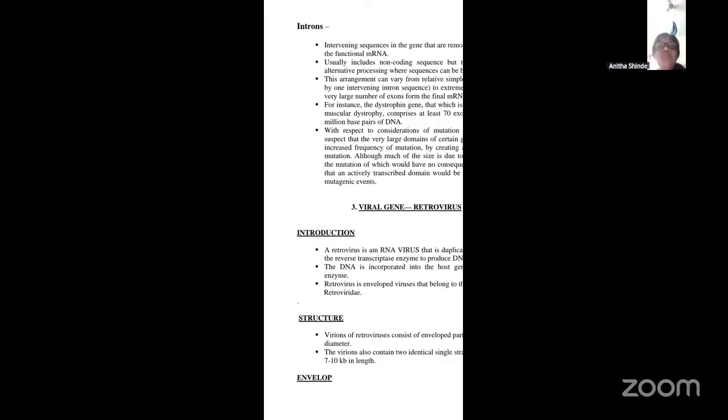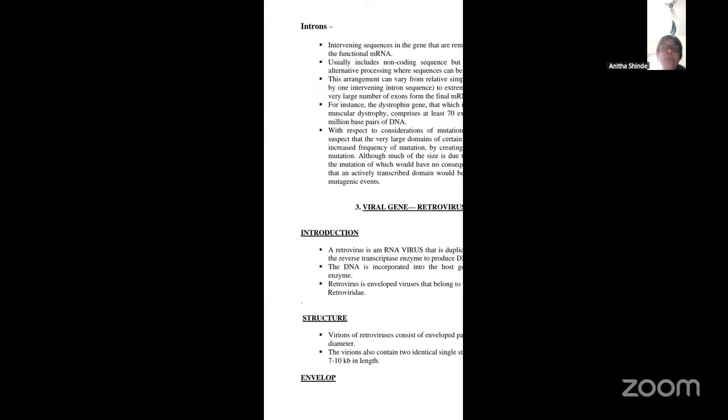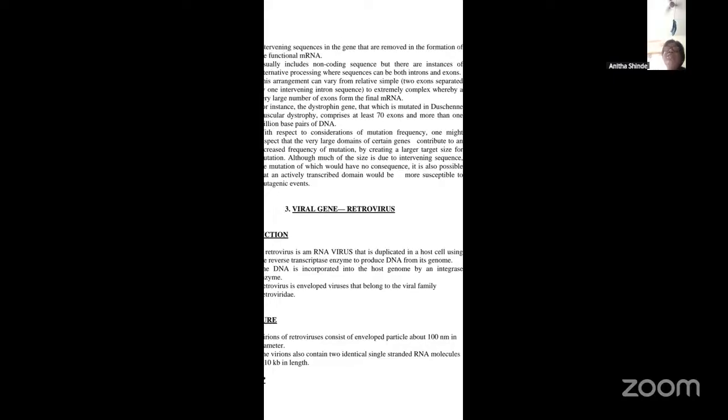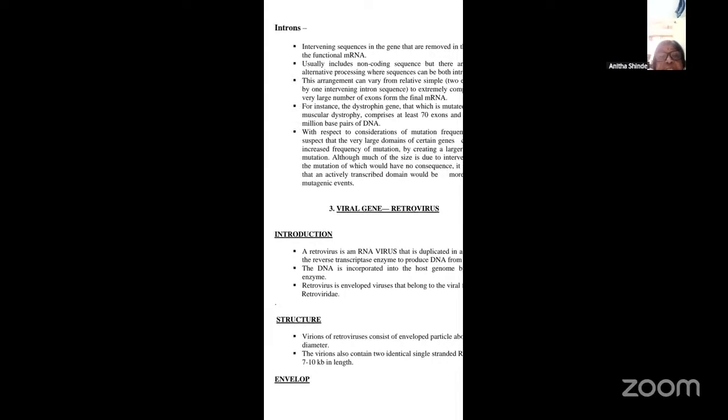Now here they have given the structure of the retrovirus. It consists of an enveloped particle about 100 nanometers in diameter, and you all know that a virus particle is also called a virion. So the virion possesses what? Two identical single-stranded RNA molecules. Whereas DNA is double-stranded, and RNA, you all know, is single-stranded. But in the case of a virion, it contains two identical single-stranded RNA molecules.